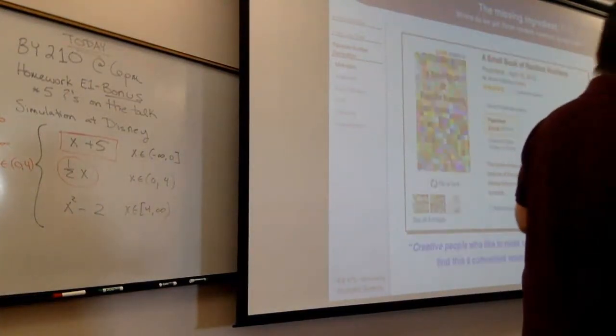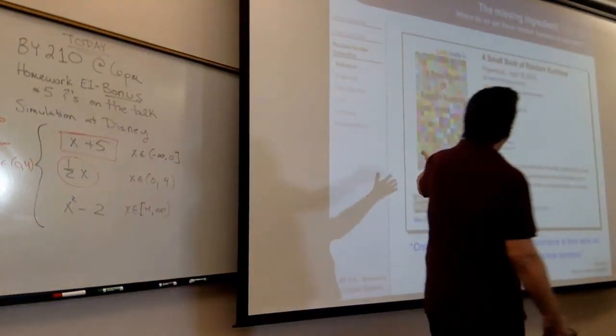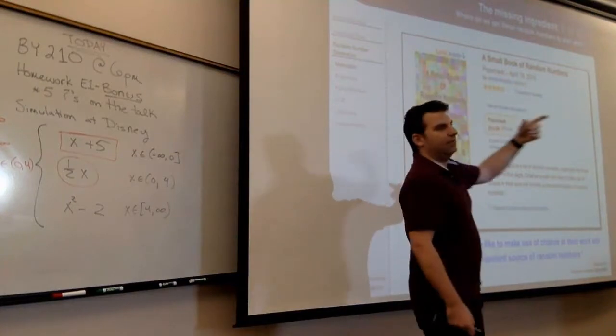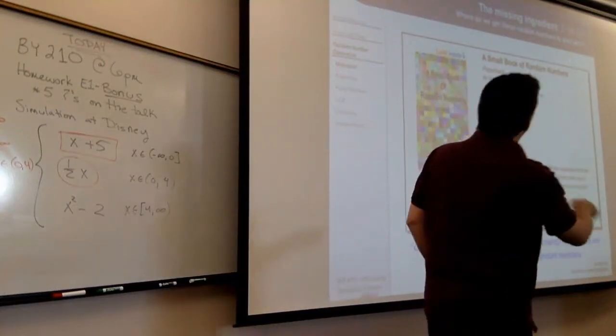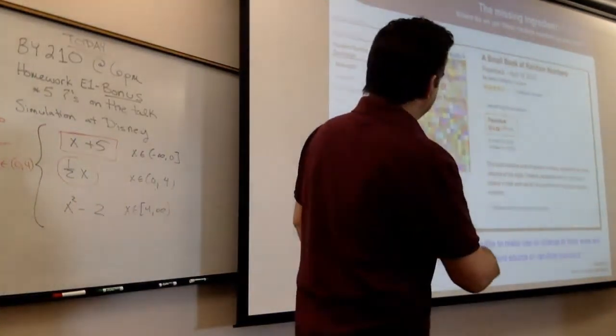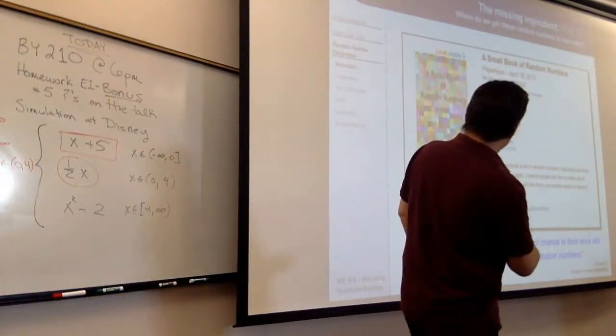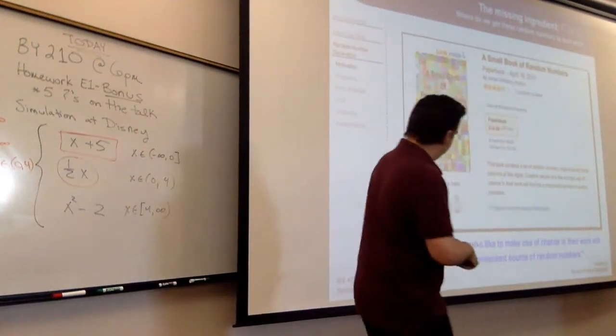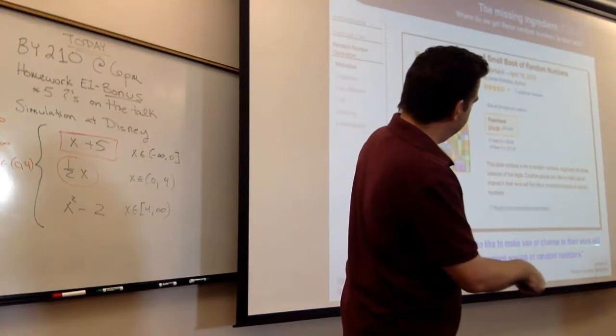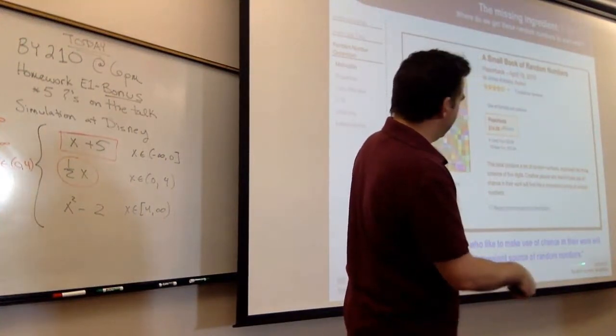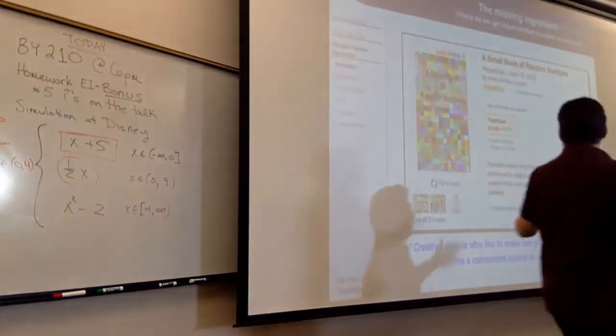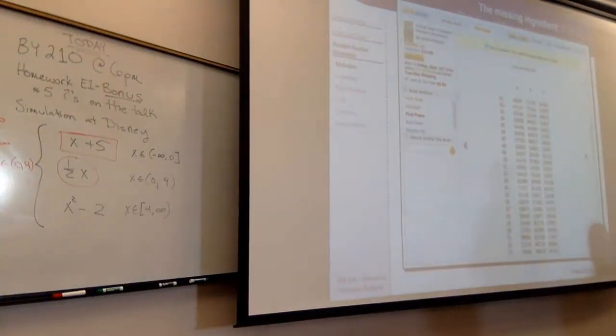So where do we find them now? Well, if you go to Amazon, you can search for random numbers, and you can buy a small book of random numbers. If you zoom in here, it says creative people who like to make use of chance in their work will find this a convenient source of random numbers. So there it is, a page of this book.